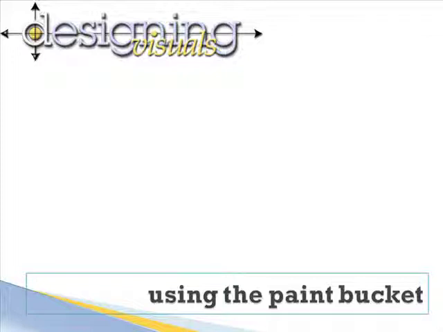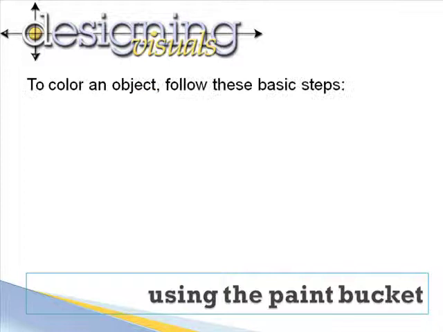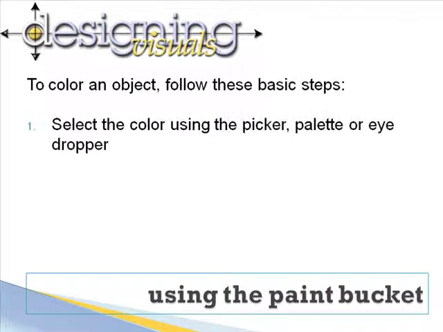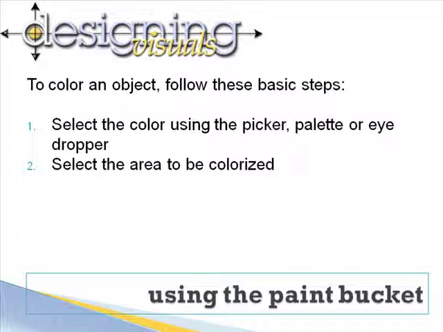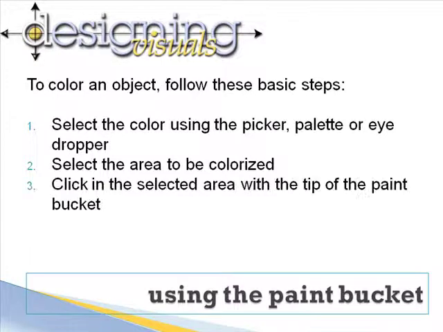So how do we use the paint bucket tool to shade objects in our drawings using Photoshop Elements? Well, basically there are just a few steps. First, we're going to begin by selecting the color from the picker, palette, or eyedropper. In other words, we have to have the right color or value loaded into our foreground color swatch. Then we have to select the area to be colorized, and then finally we just click in that selected area with the tip of the paint bucket.